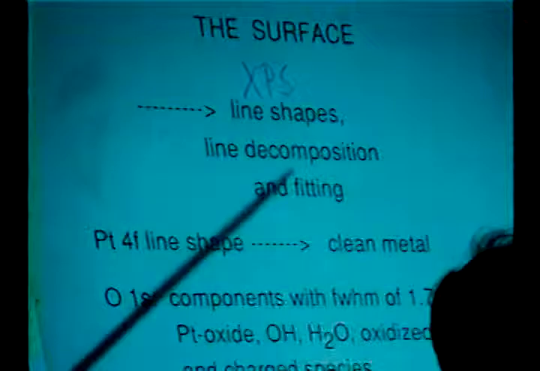We can go a step further, and in the second part, we can analyze the chemical state of the surface by thoroughly investigating XPS line shapes and attempting line decomposition into individual components and fitting them to the bands.